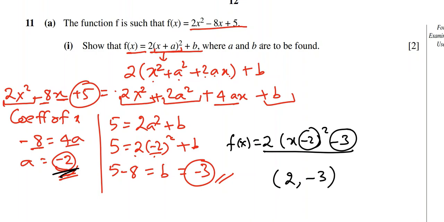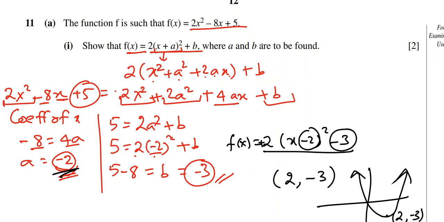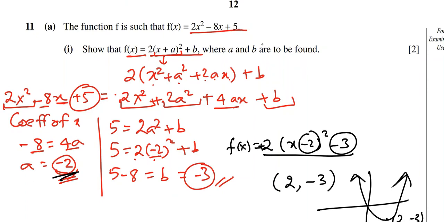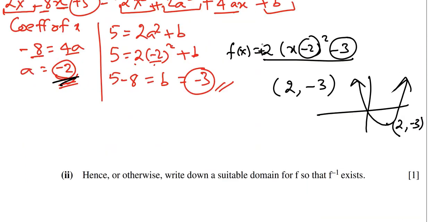So what it means is that the graph is opening up because the leading coefficient is positive here. So the graph will look something like this. 2, minus 3 will be somewhere here. Right? So now they are asking in the B part to find the domain of f so that f inverse exists. In this case, the f inverse is not existing because it is 2 to 1. Two x's are having the same y.